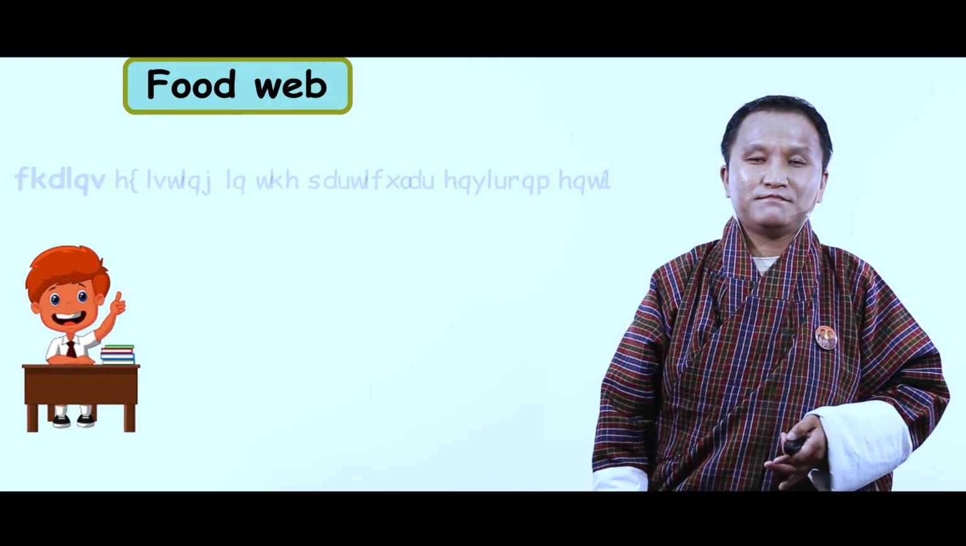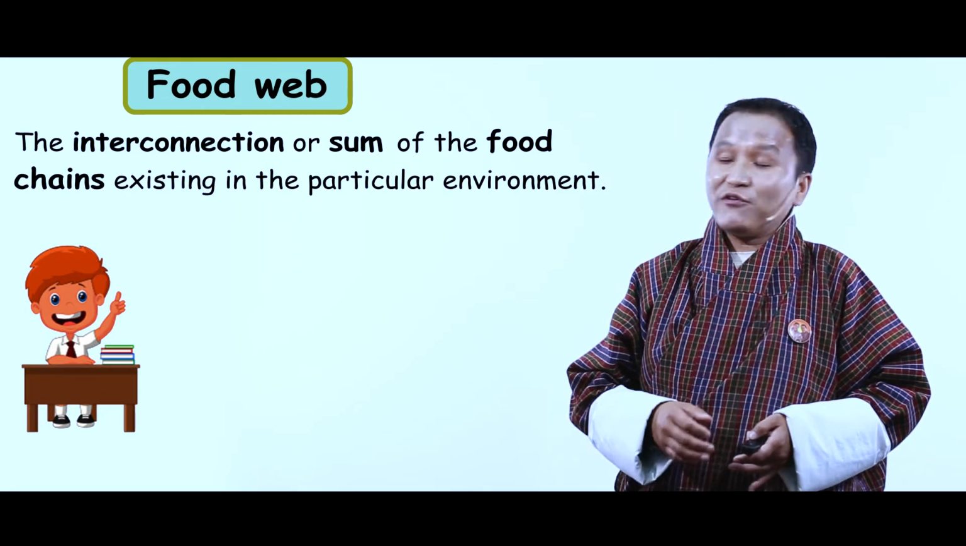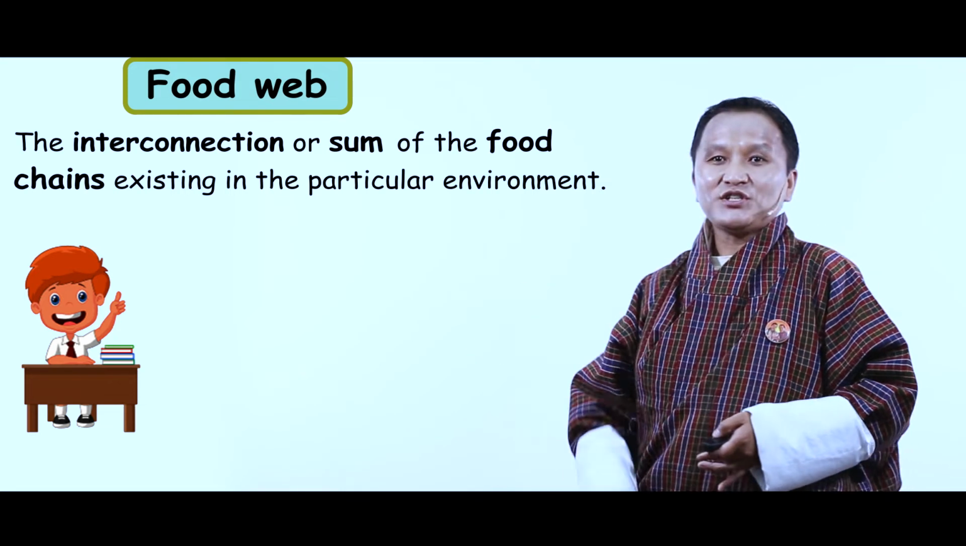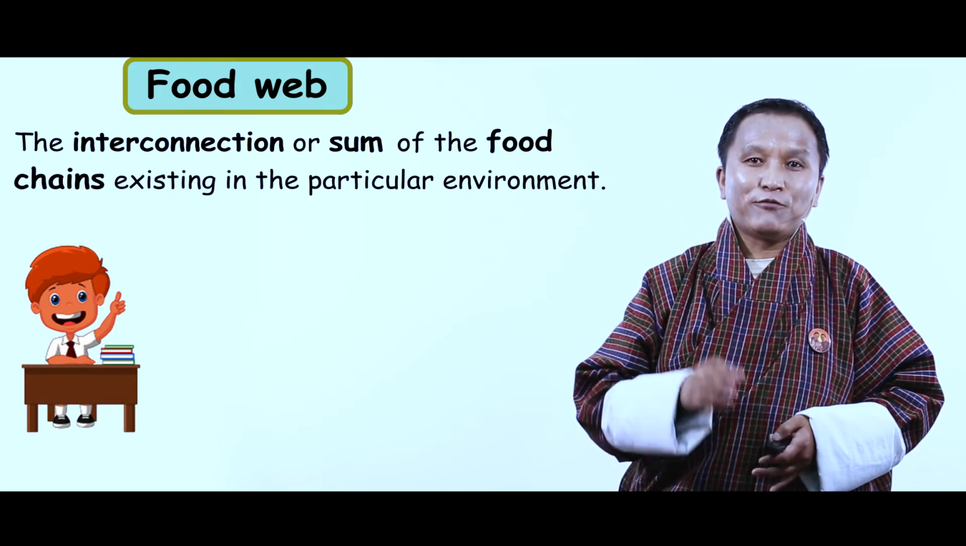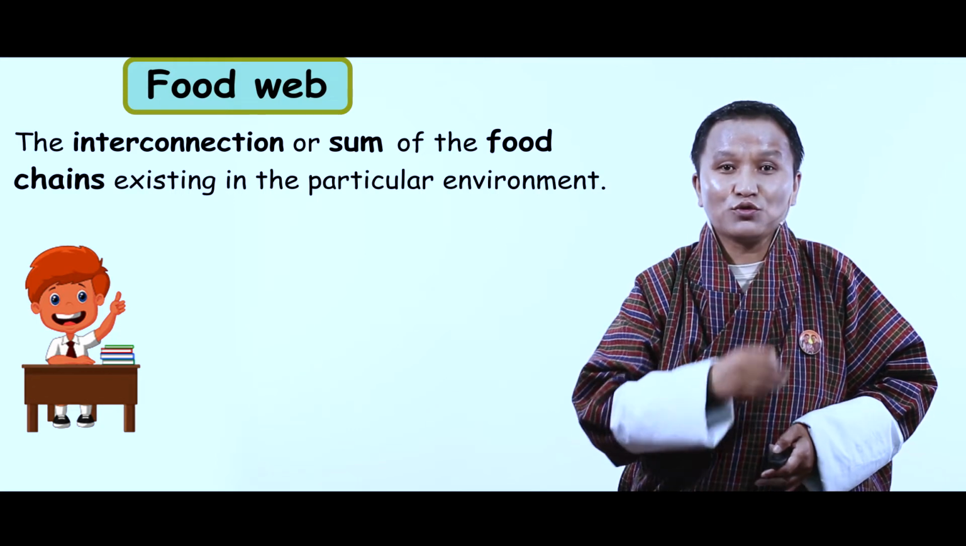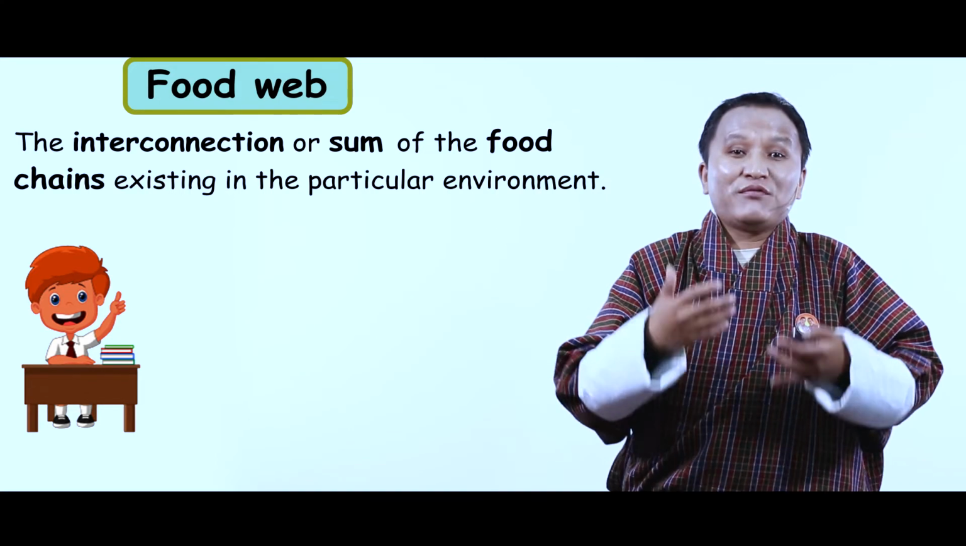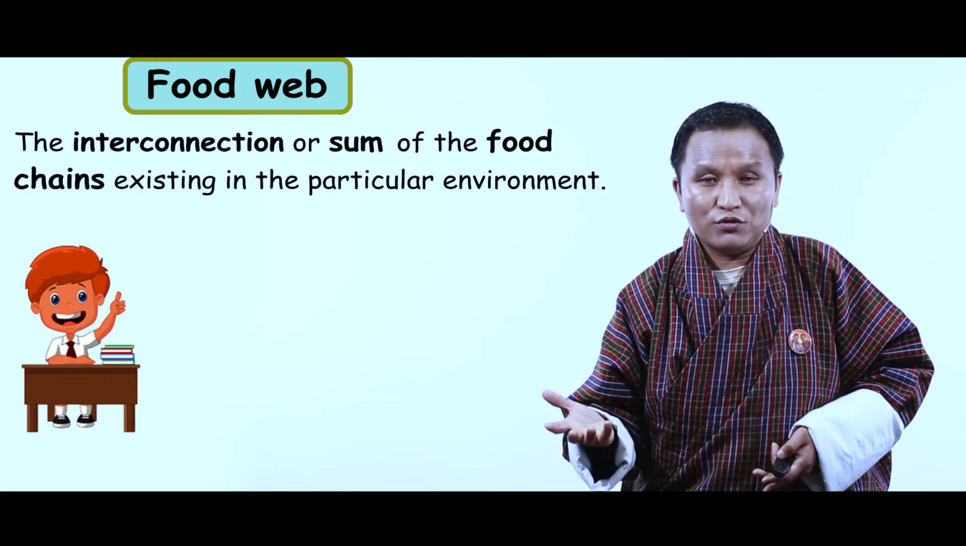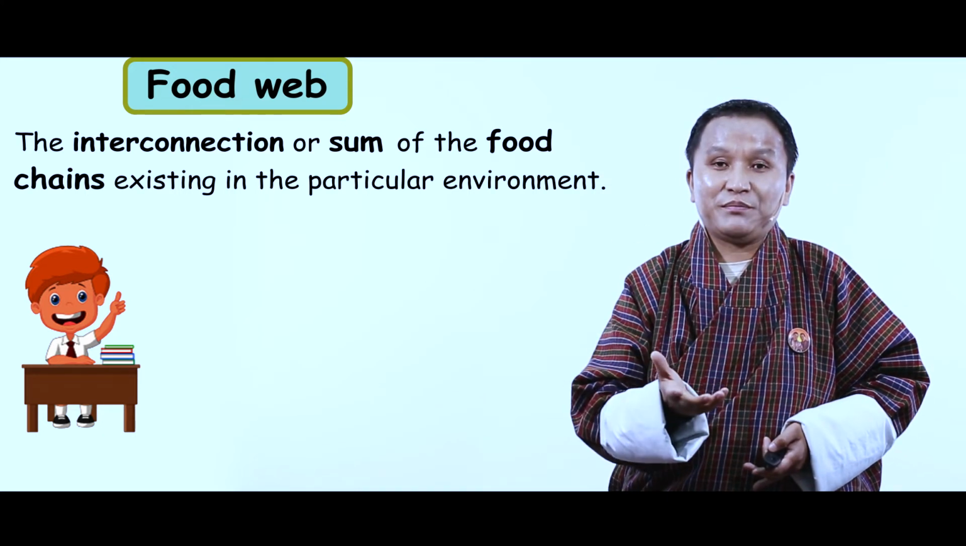So in nature, such a setting will be built up in which a feeding relationship will be established. Based on the feeding relationship, a chain will be developed, which in broader terms you could call a food web. So what could be a food web? Food web refers to the representation of transfer of food energy from the source. What is the source? The plants, through herbivores to the carnivores. So that is called a food web.